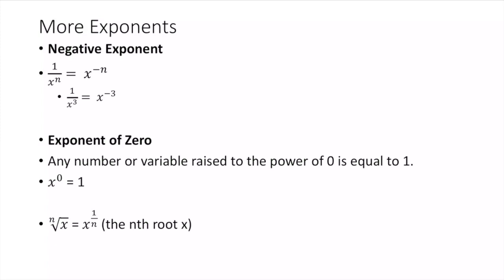Some more rules we need to be familiar with. Negative exponents. When we have a fraction with an exponent on the bottom, say 1 over 3 to the power of 2, that is the same thing as saying 3 to the negative 2. And vice versa, if I had 2 to the negative 3, I could go ahead and rewrite that as 1 over 2 to the positive 3.